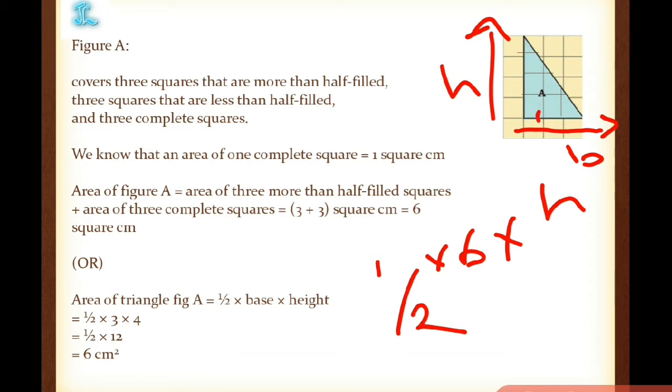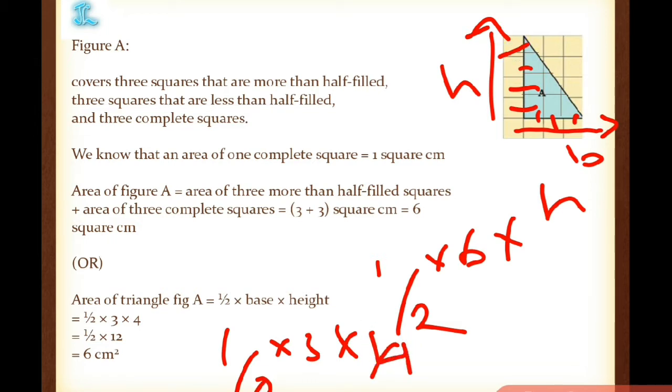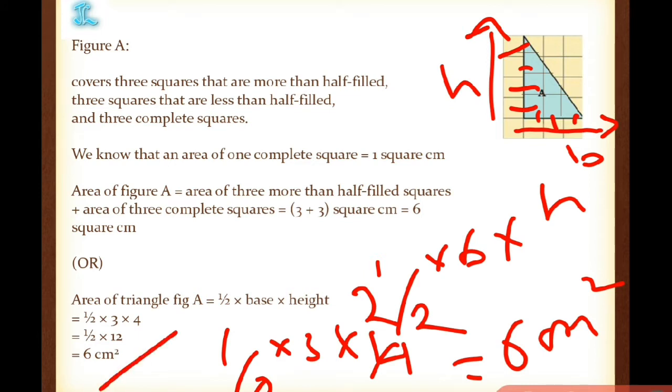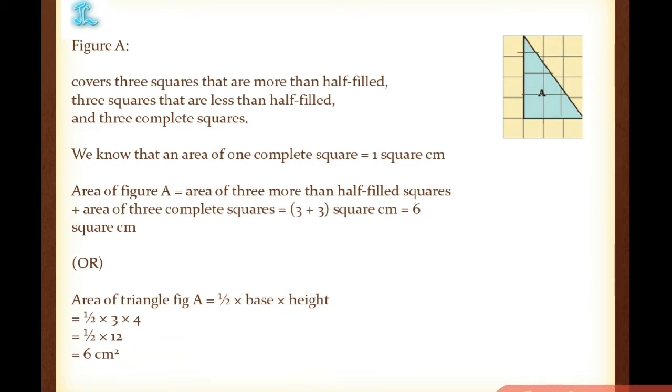See, what is the base? 1, 2, 3. So, the base is 3. So, half into 3 into height. What is the height? 1, 2, 3, 4. The height is 4. So, 2 twos are cancelled, and 3 twos are 6 square centimeter. Understood? That is what is given here. I hope everyone understood this one. Now, shall we move to the next one?